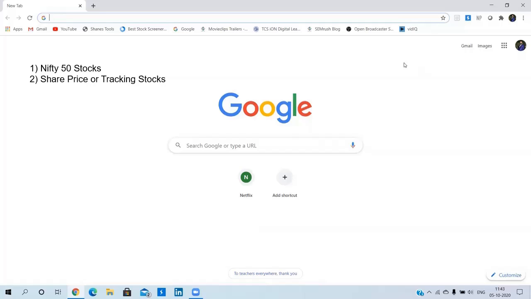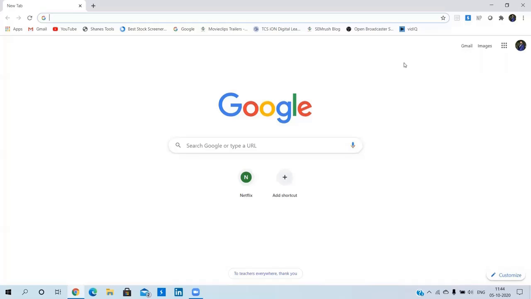First, we will be knowing which are the firms that are listed in Nifty 50, what is the share price of those firms, what was the last traded price, then in the past 1 week what has been the share price, and in the past 1 month, 6 months, and 1 year. Okay, let's start with downloading Nifty 50 stocks.